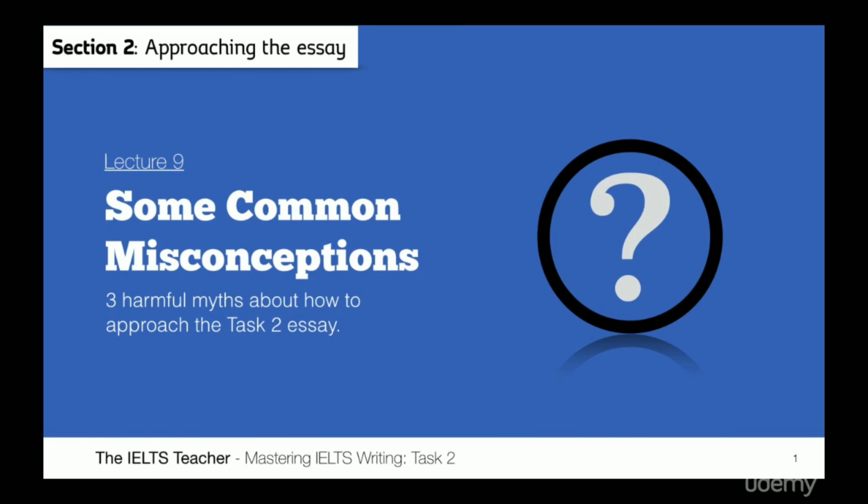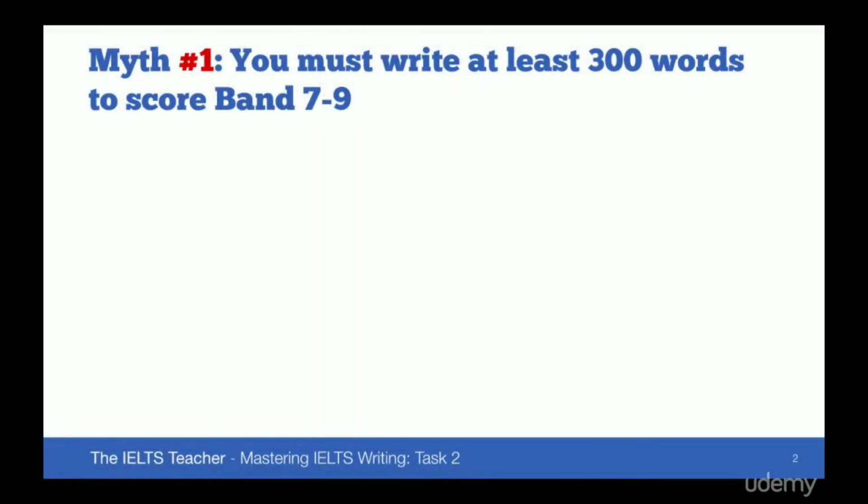So what this lecture is going to do is highlight some of the most common of these misconceptions, 3 of the most harmful myths that can damage your Task 2 essay score. So myth number 1 is that you must write at least 300 words if you want to score band 7 to 9.